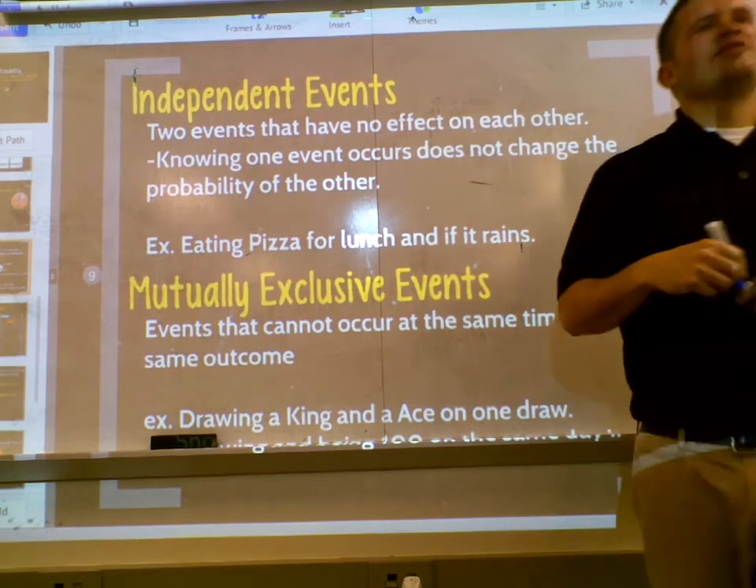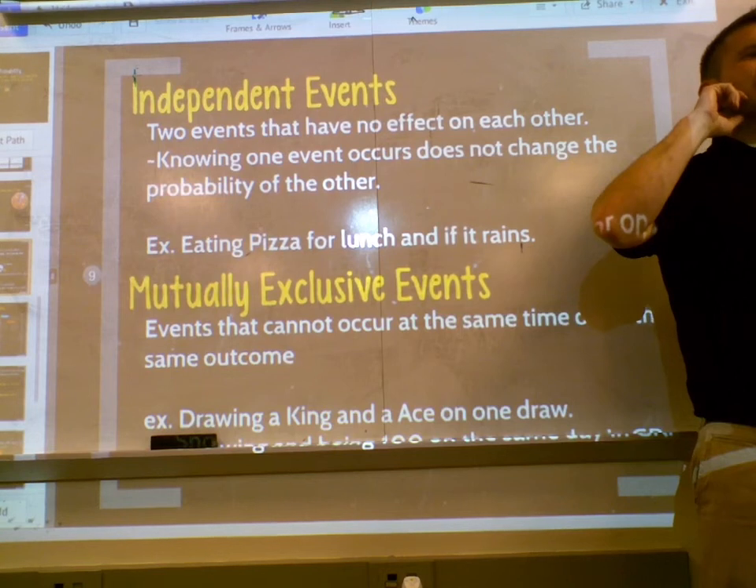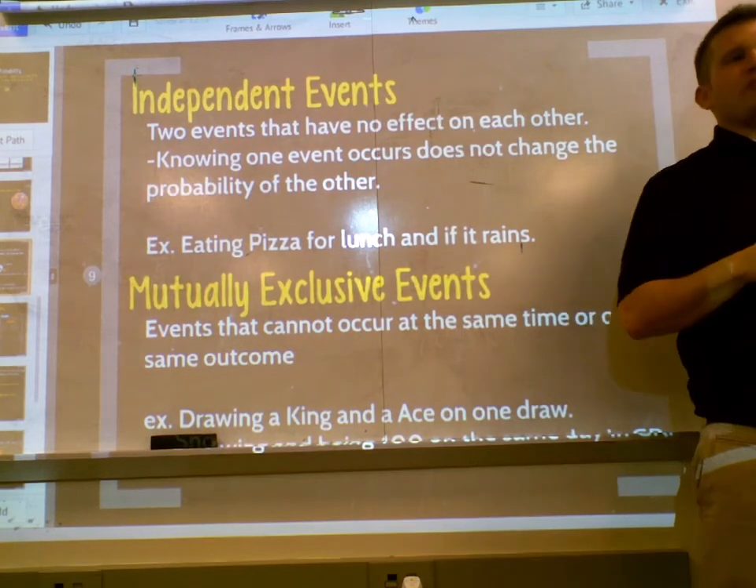What about icy roads and car crashes? Well, do those increase the probability, decrease it, or not affect each other?